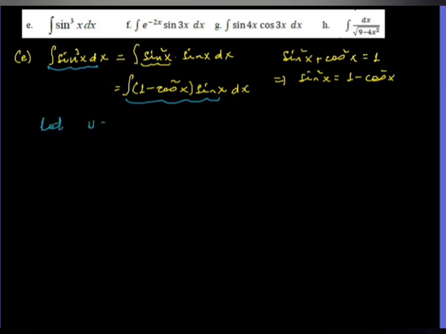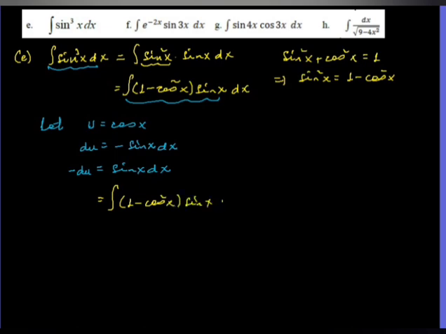Now let u be cos x. If u is cos x, du becomes minus sine x dx. Multiplying both sides by a negative, minus du becomes sine x dx. Now the integration is 1 minus cos square x times sine x dx. In place of sine x dx, I will replace minus du, and in place of cos x, I will replace u. So this integral becomes 1 minus u square times minus du.